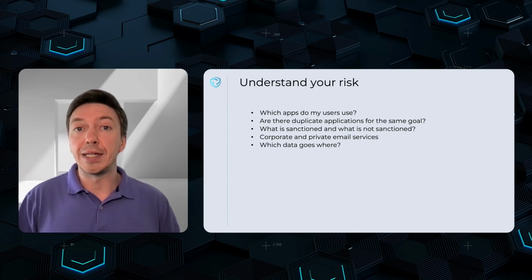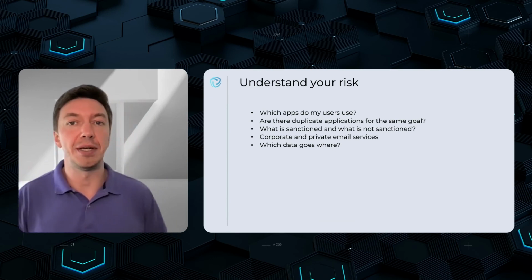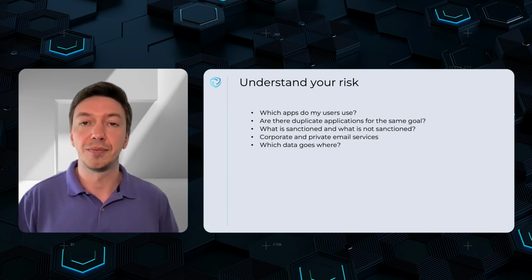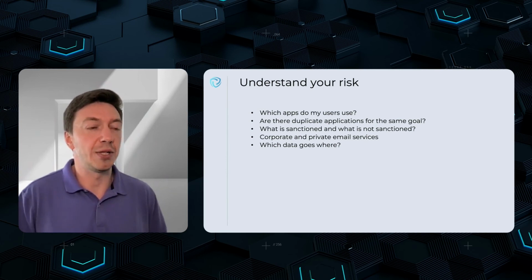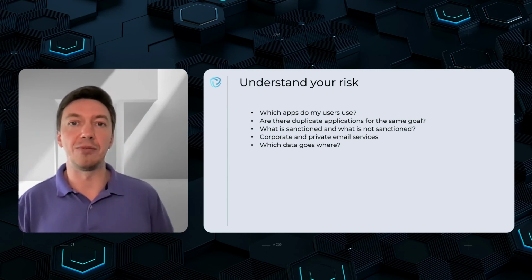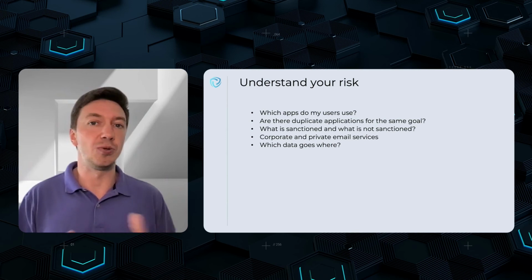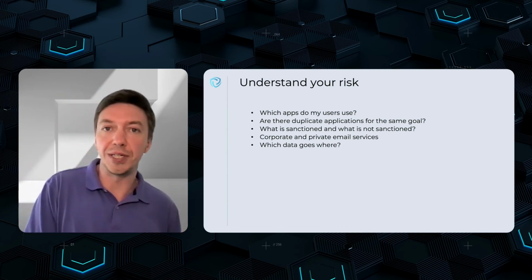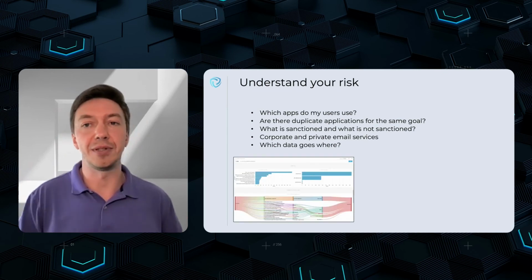Then we need to understand what is sanctioned by your IT, what is not sanctioned. Because maybe there is a corporate Gmail that your users are using in your corporate domain, but at the same time, they continue using their private Gmail. And this is why you cannot simply block or allow Gmail, because we're talking about two totally separate instances and two separate use cases. We talk about the corporate instance and the personal instance. And you want to know if there's a traffic exchange between the two.